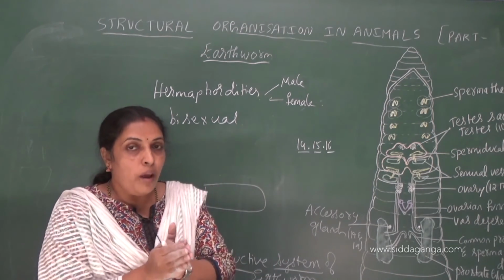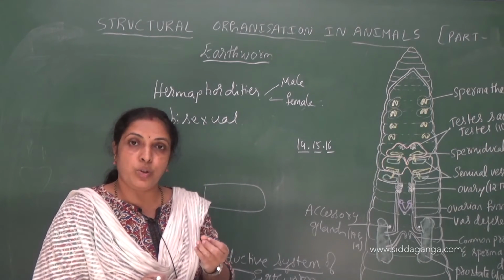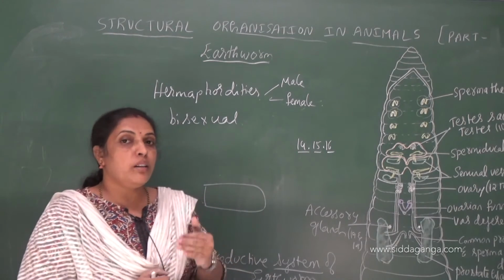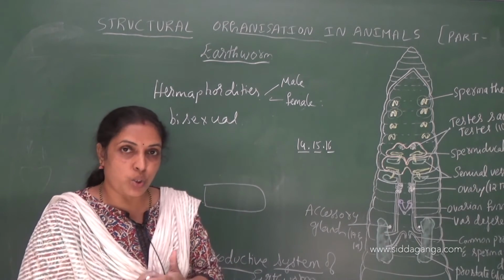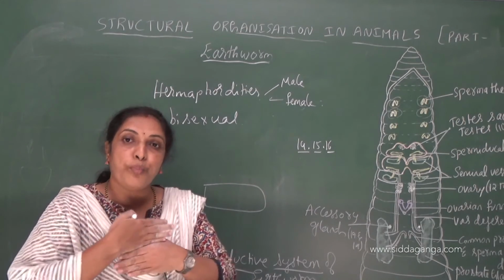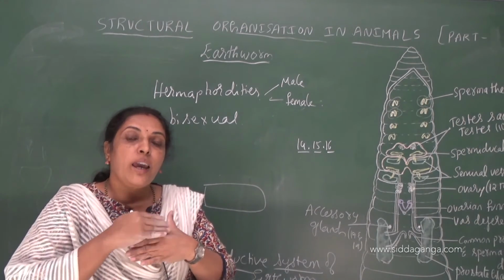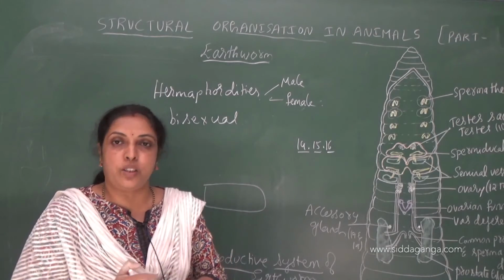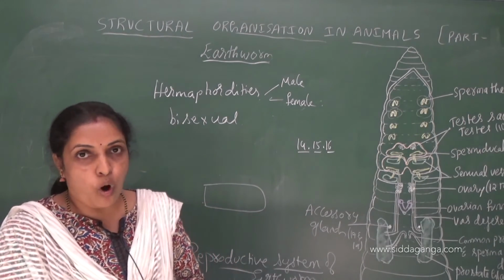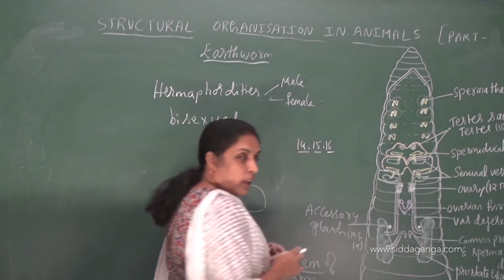In earthworm, as they are hermaphrodites, both male and female reproductive gametes are produced in the same organism. But during the sexual act, they need 2 organisms. They should mate in the opposite direction. And during the sexual act, we see the exchange of sperms between the earthworms, and the sperms are stored in the spermathecae.